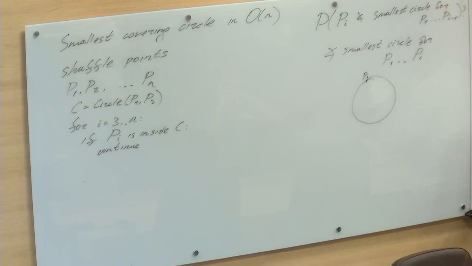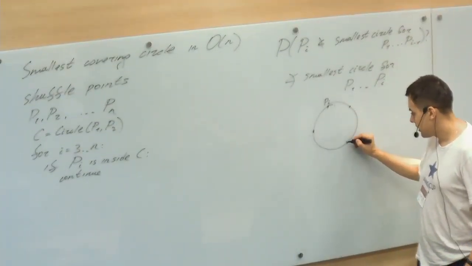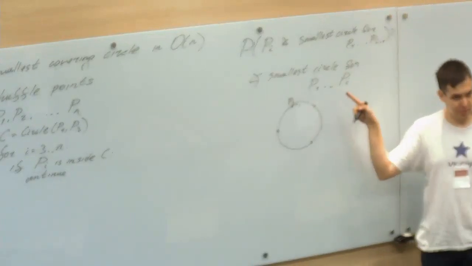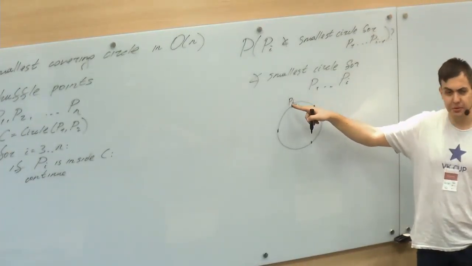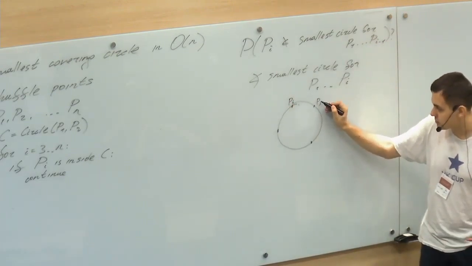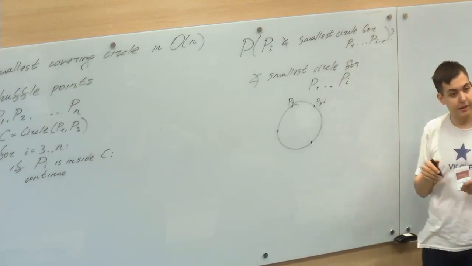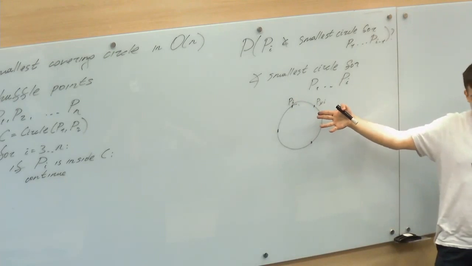Well, if there are 4 points on this circle, this means that if we remove this one, this must belong to the smallest circle, right? So this has numbers pj less than pi. So if we remove this one, this still belongs to the smallest set.